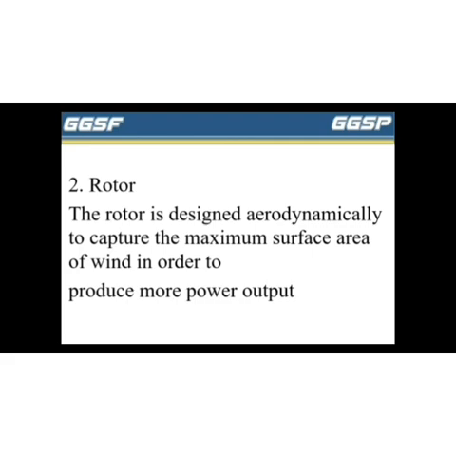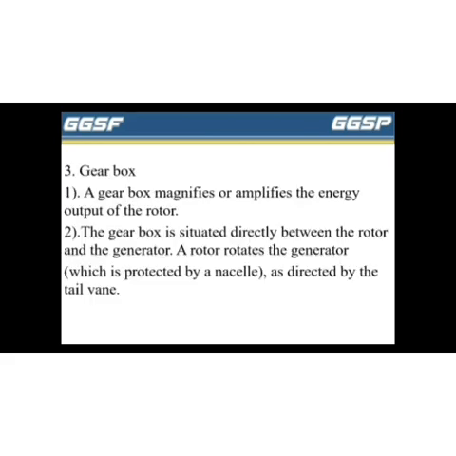The function of the rotor: the rotor is designed aerodynamically to capture the maximum surface area of wind in order to produce more power output. The function of the gearbox: a gearbox magnifies or amplifies the energy output of the rotor. The gearbox is situated directly between the rotor and the generator. A rotor rotates the generator, which is protected by a nacelle as directed by the tail vane.